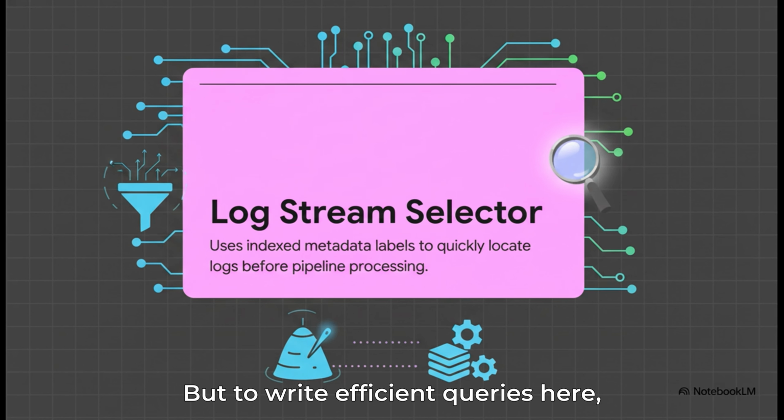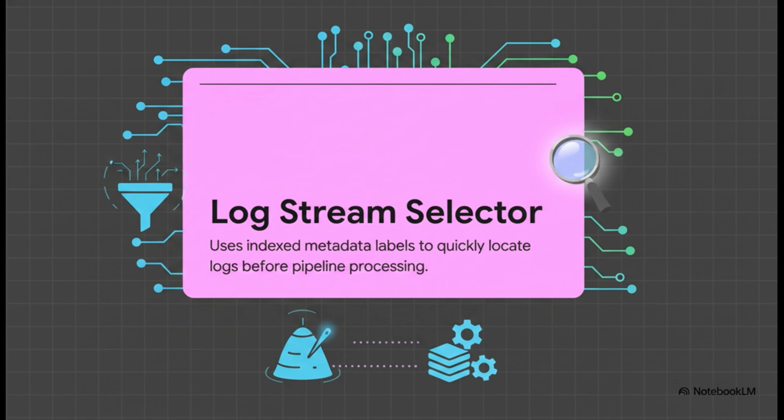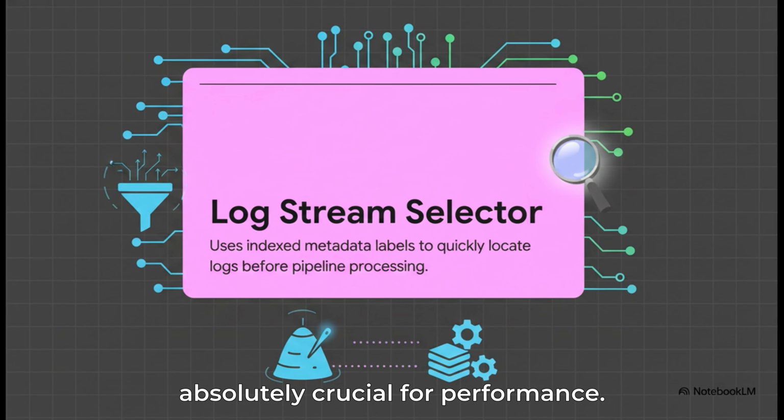But to write efficient queries here, you've got to clearly separate your stream selectors from your pipeline stages. The log stream selector uses those indexed metadata labels to instantly locate the right streams of logs. Then your log pipeline takes over. That's where you filter, parse, and mutate the raw log lines. Understanding this separation is absolutely crucial for performance. You always want to use your selectors to shrink the haystack before the pipeline starts looking for the needle.